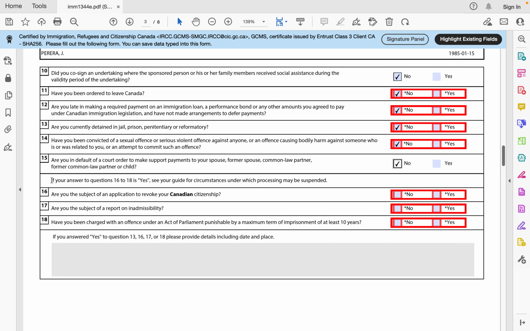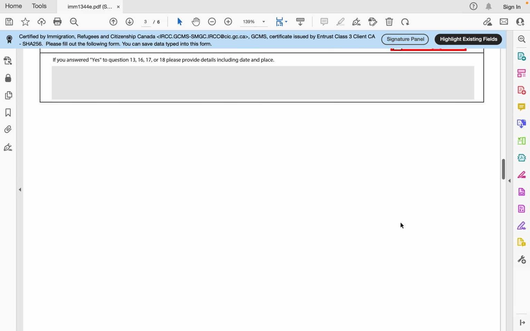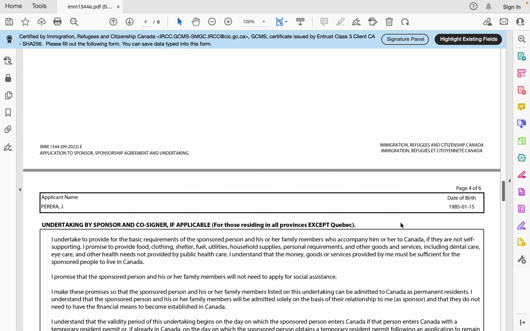Then moving on, if your answer to questions 16 to 18 is yes, see your guide for circumstances under which the process may be suspended. Let's see what these questions are. Are you subject of an application to revoke your Canadian citizenship? No. Are you subject of a report on inadmissibility? No. Have you been charged with an offence under an Act of Parliament punishable by a maximum term of imprisonment of at least 10 years? No. So those questions, like you all saw, are scenario based questions.